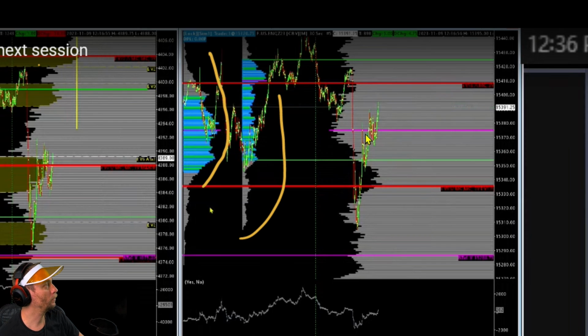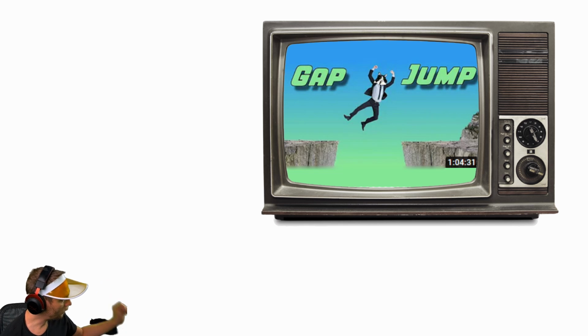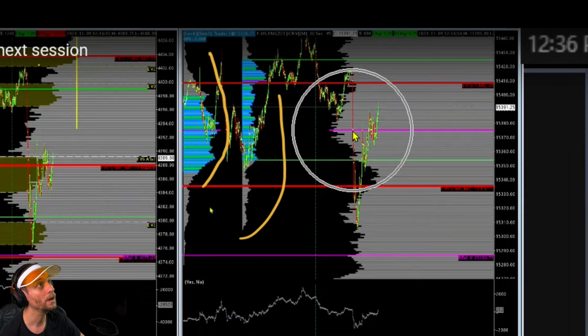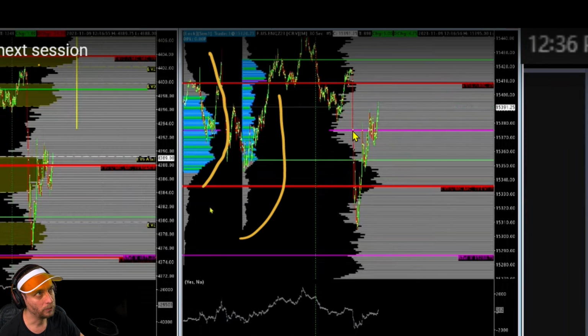This is a 3-year POC, so we all know this is a 3-year profile on the right, which I talk about in the gap video. So that's the point of control for 3 years. So there's a really good chance we could potentially get stuck here. And it's also the midpoint of the 2-day, 3-day, I'm just going to say 3-day profile.